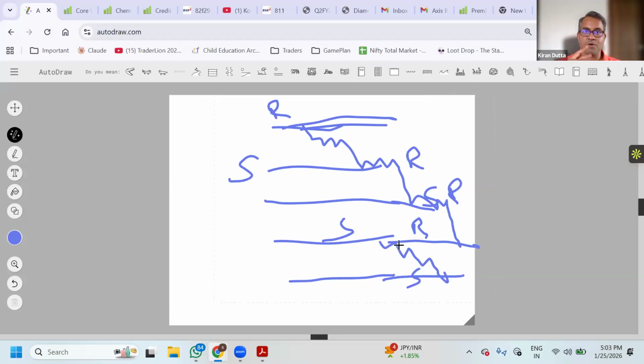So support and resistances work oppositely, vice versa, when the stock is moving up and when the stock is coming down. And support and resistances keep changing, they are not permanent, they are not static. They keep changing as and when the price keeps either moving up or coming down. Clear until here, everyone, this concept? Yes. Guys, everyone? Yes sir.